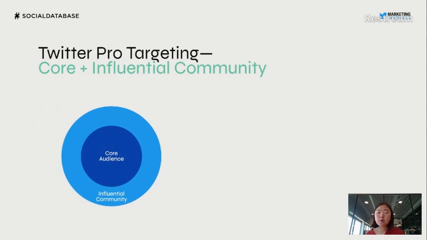So how does our Twitter Pro Targeting actually work? When we build out our audiences, they are structured into two tiers, the core audience and their surrounding influential community. It's important to note that Twitter is community-driven and a heavily interactive platform, which means that in most scenarios, the influential community is just as important as your core target audience. Let me show you how these different tiers of audience are shaped and delivered.